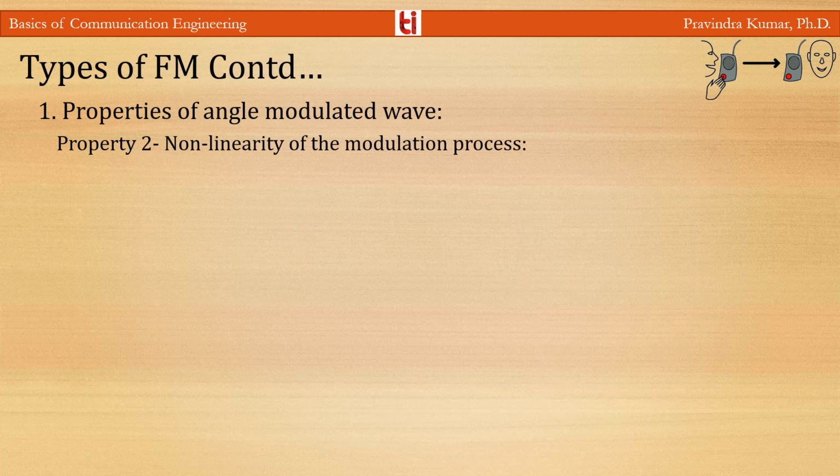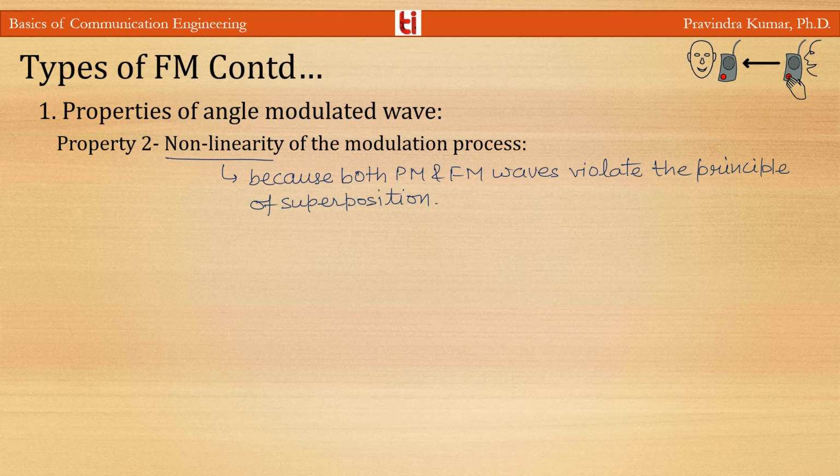Now the next property is non-linearity of the modulation process. This is another distinctive property of angle modulation. It is a non-linear characteristic because both PM and FM waves violate the principle of superposition. For example, suppose that the message signal x(t) is made up of two different components x1(t) and x2(t), or you can say x(t) is the composite signal made from the two signals x1(t) and x2(t).